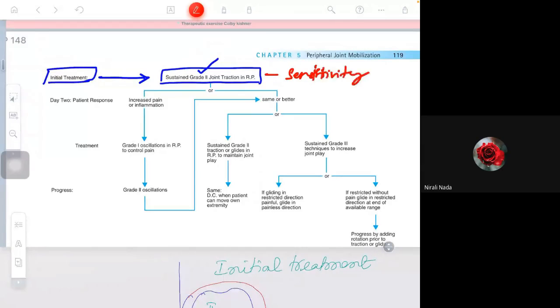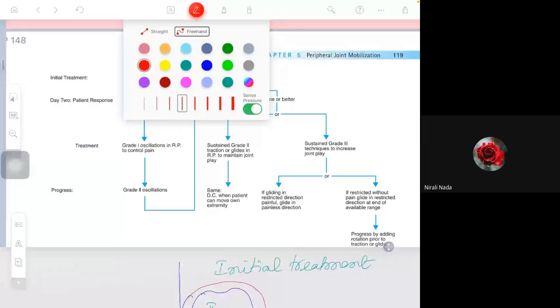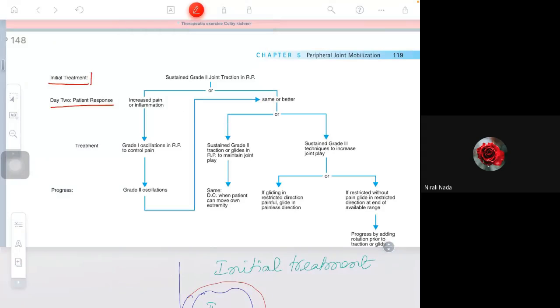Here, and second. Now what is the next step? Now, day 2. This is the first day. Clear? And this is now the second day. What are you going to do?